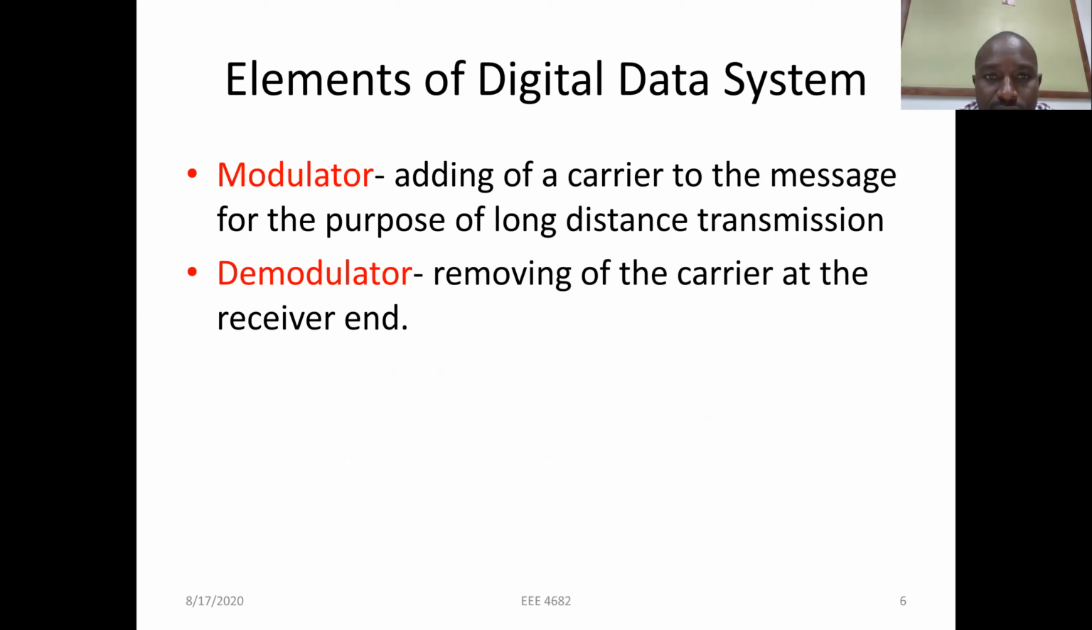The modulator is a process whereby you add a carrier to a baseband signal, the message, for the purpose of long distance transmission, and also for the purpose of minimizing noise, as well as reducing the size of the antenna. While at the receiving end, you will have the demodulator, which will basically be a circuit responsible for removing that carrier so that you may retain the original baseband signal before it is transmitted to the end users.